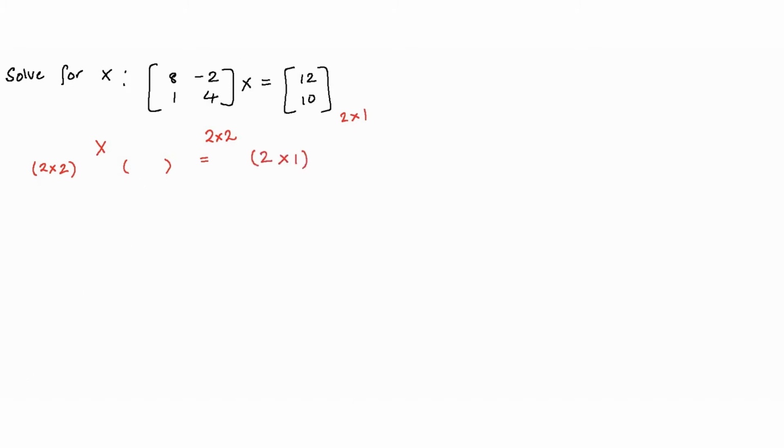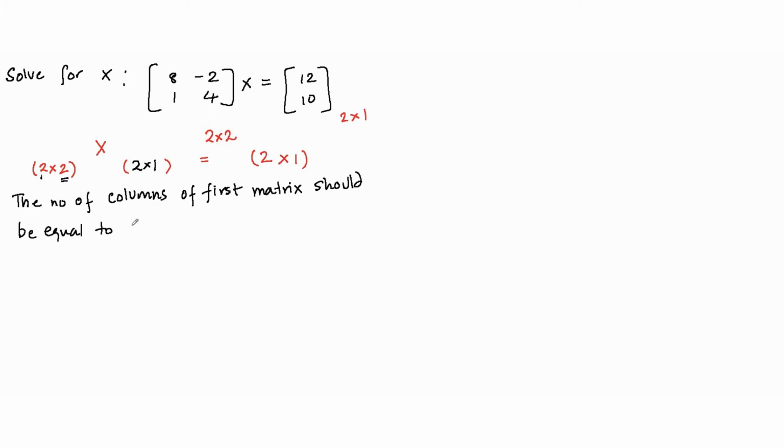So now let's find the unknown values for the order of x. So I can say that if this is a 2, then the number of rows of x should also be 2. And if the resulting order is 2 by 1, that means this is going to be 2 by 1, right? Therefore, the order of x should be again 2 by 1. So again, I would say the number of columns of the first matrix should be equal to the number of rows of x, therefore the number of rows of x is 2, right?